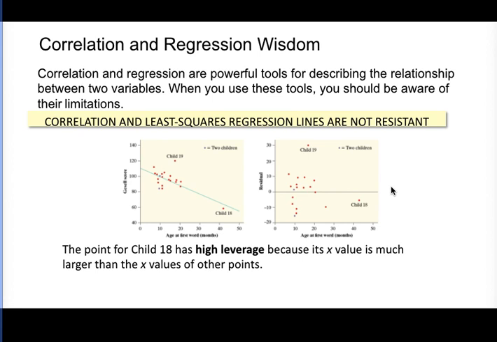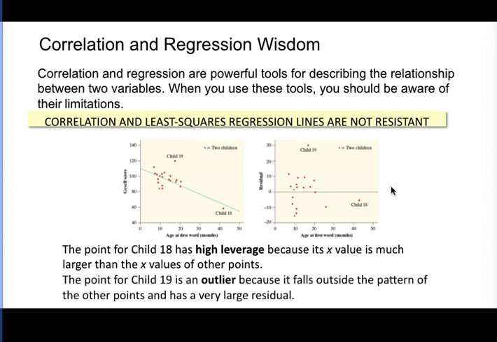High leverage means that your X is a lot larger or a lot smaller, depending on which way you're looking at it. And an outlier means that, with everything else being the same, that Y value is a lot higher or a lot lower. So child 18 is high leverage because the X value is much larger. Child 19 is an outlier because it falls outside of the pattern, and the residual, the Y value, is a lot higher.